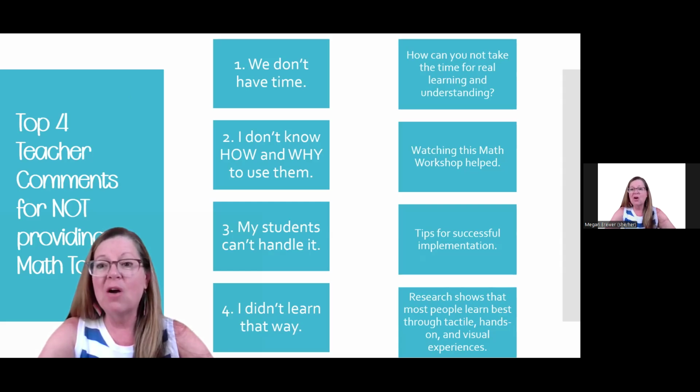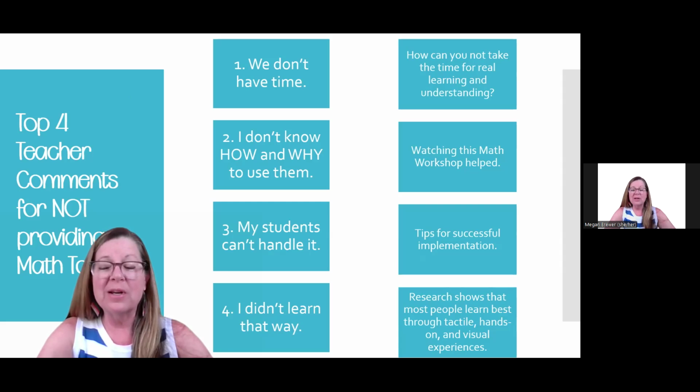The next slide will offer tips for successful implementation that teachers have used. And for the fourth comment, "I didn't learn that way. Why should my students?" Our response is that research shows that most learners, and that's adults and children, learn best through tactile, hands-on, and visual experiences, especially in mathematics, where the concepts tend to be very abstract.